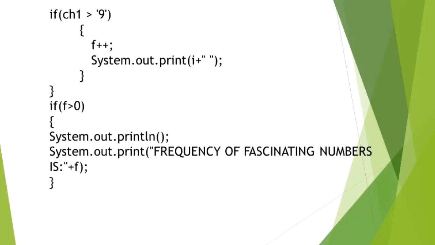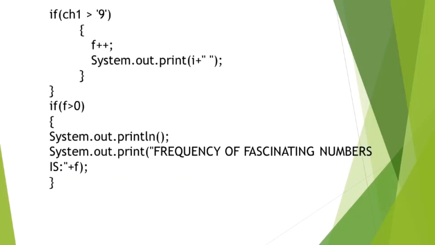Okay. After that, if ch1 is greater than 9, we are going to check whether all the numbers have been checked or not. If they are checked, then f will be incremented by 1 and System.out.println(i). That means the number is being printed, which is a fascinating number. If f is 0, that means there is no fascinating number. Okay, then no more fascinating numbers are there.